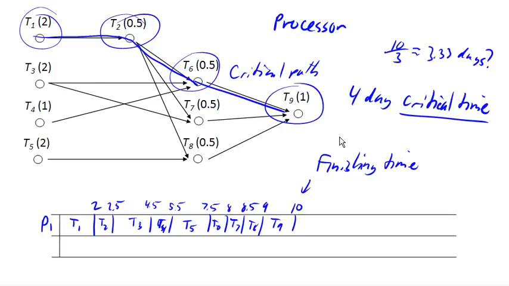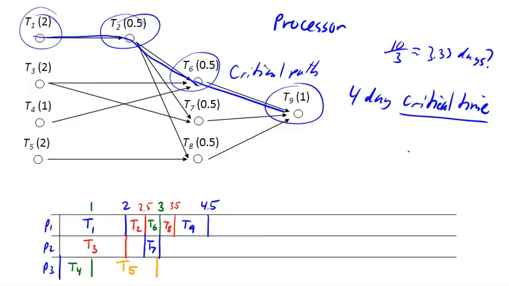So here's one possible schedule with 3 processors. And notice that the completion time here, the finishing time, is 4.5 days, which is more than our critical time, which means it's possible that there's a better schedule out there, but we really can't tell. Now notice something else, that here and here, here and here and here, nobody's working. In this case, it's because processor 2 really can't start in on task 7 until task 2 is done. So processor 2 really can't do anything there.